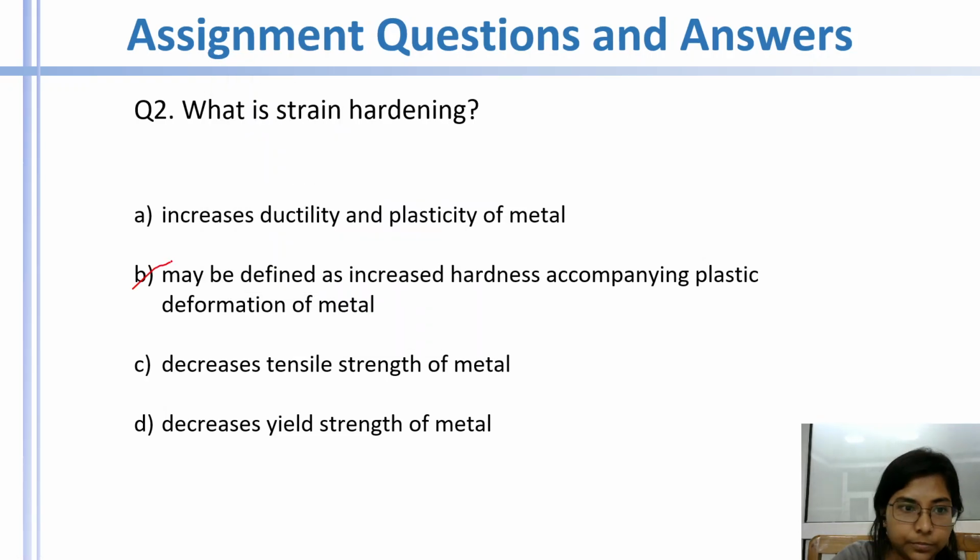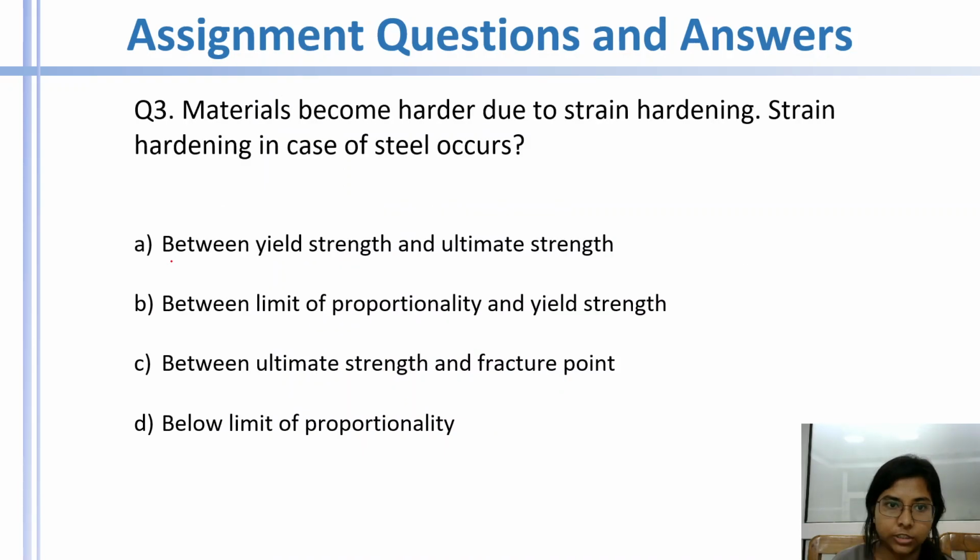So this option. Then the third question: now we have understood that materials become harder due to strain hardening. Strain hardening in case of steel occurs because of what? The answer is that strain hardening occurs between the yield strength and the ultimate strength. If you follow Hooke's law, then from the stress-strain graph, strain hardening occurs between the yield strength and the ultimate strength.